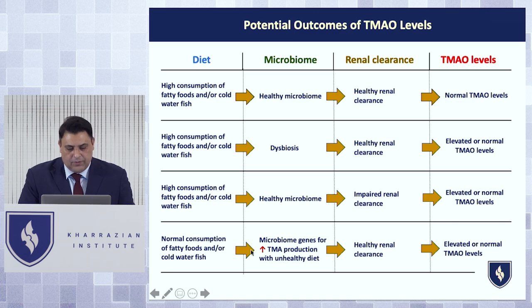And here's another scenario. Normal consumption of fatty foods and cold water fish. Microbiome genes for TMAO production with an unhealthy diet. They have the genetic susceptibility there. They have healthy renal clearance, and the combination of genes but healthy renal function may make their TMAO levels normal, or they can't clear it quickly enough, so it's elevated. So these are all the possibilities. It's diet plus the microbiome plus renal clearance that really determines TMAO levels.